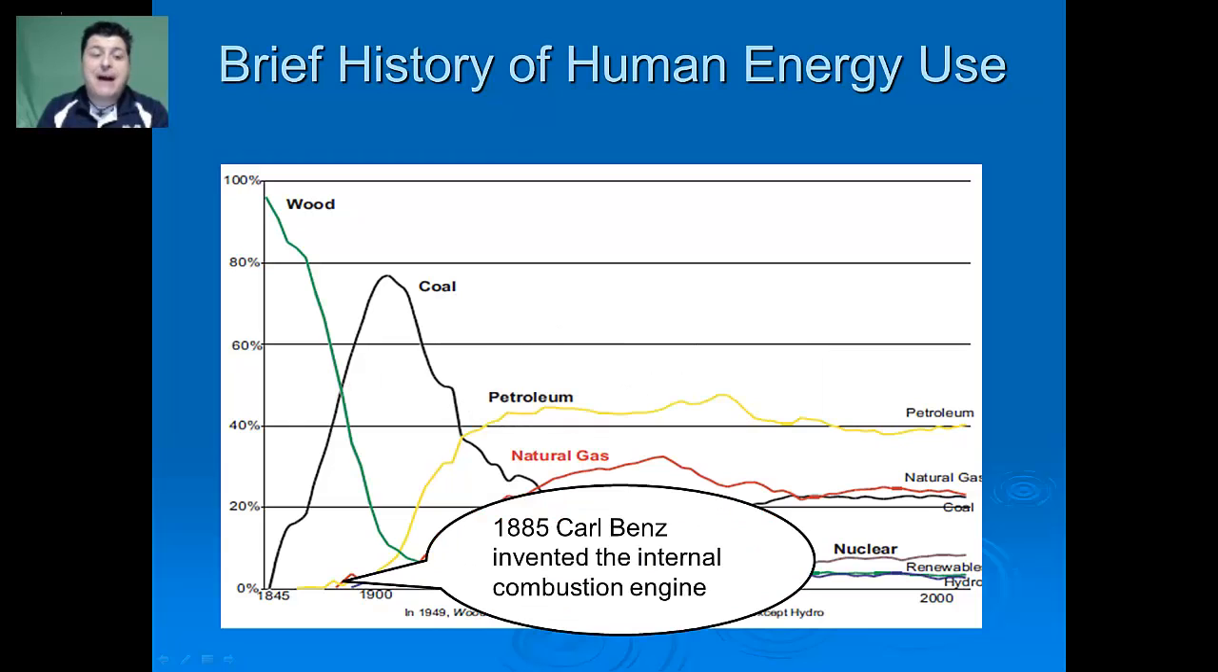In 1885, Carl Benz invented the internal combustion engine, and coal would not work well to power such a device, and so we needed a liquid fuel. And so we saw the use of petroleum increase at this time, and it continues to be used heavily today.